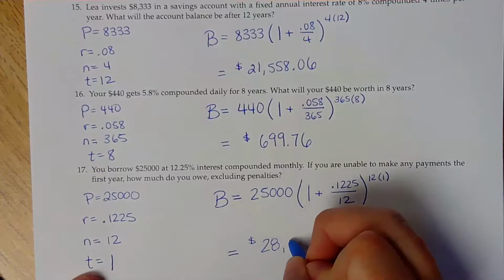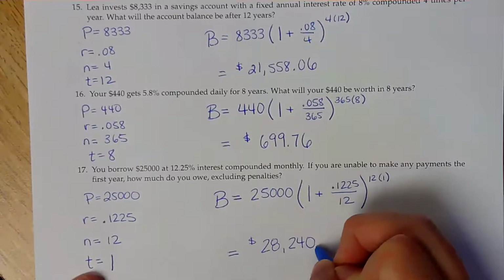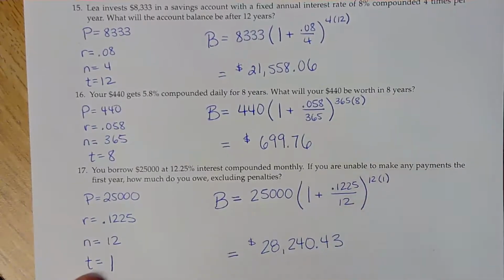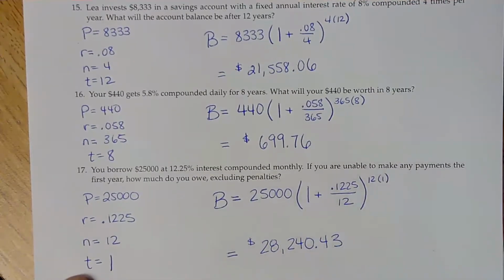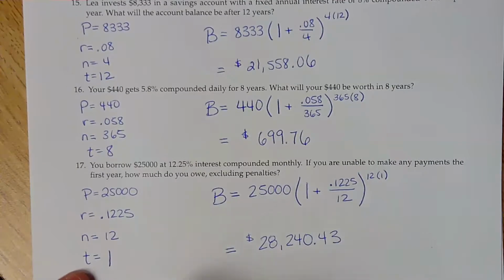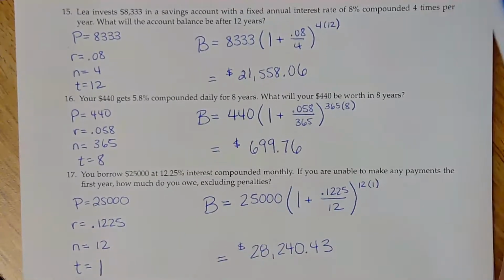All right, so when I put that in my calculator, the very sad news is that I owe, actually, $28,240.43. So I picked up roughly $3,200 of interest there in that first year. So be thoughtful about paying off loans and credit cards, otherwise it can really snowball quickly. That's kind of the lesson.